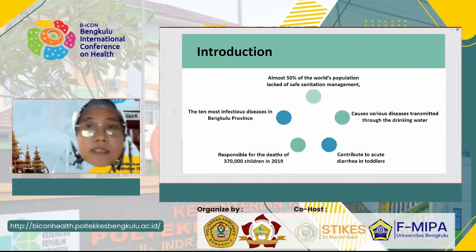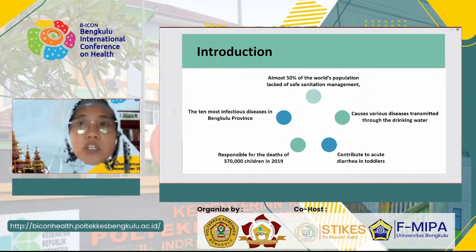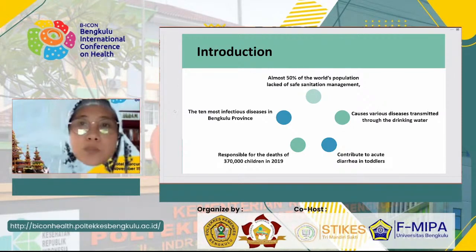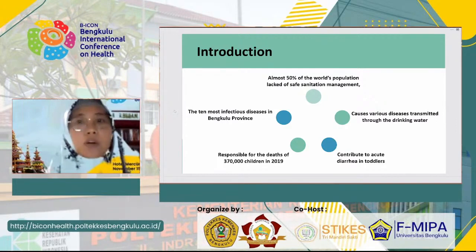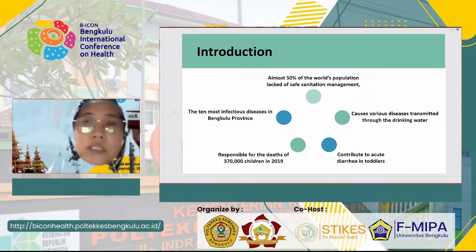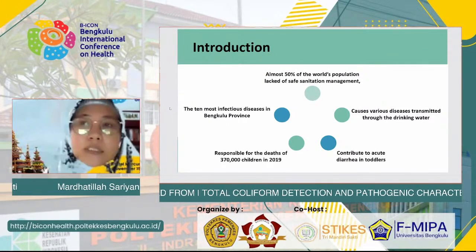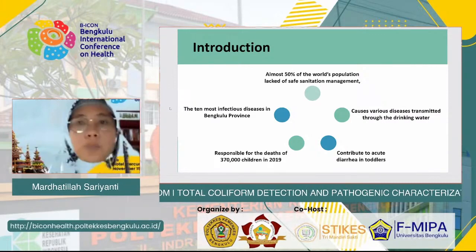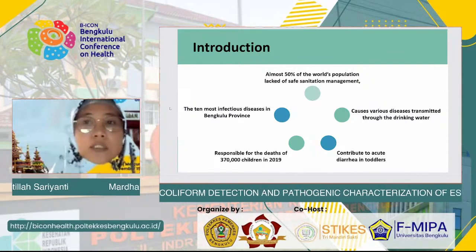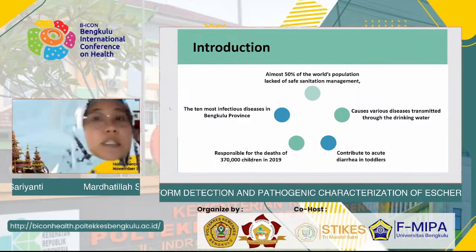Okay, next slide. Based on the report of the World Health Organization in 2020, almost 50% of the world's population lack safe sanitation management, which causes various diseases due to microorganism contamination transmitted through drinking water. So contaminated water sources, poor personal hygiene, and environmental sanitation can contribute to acute diarrhea in toddlers.